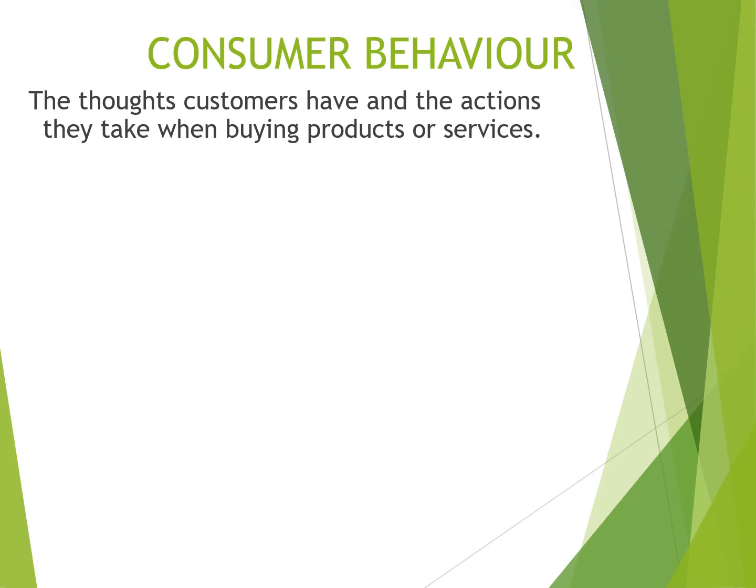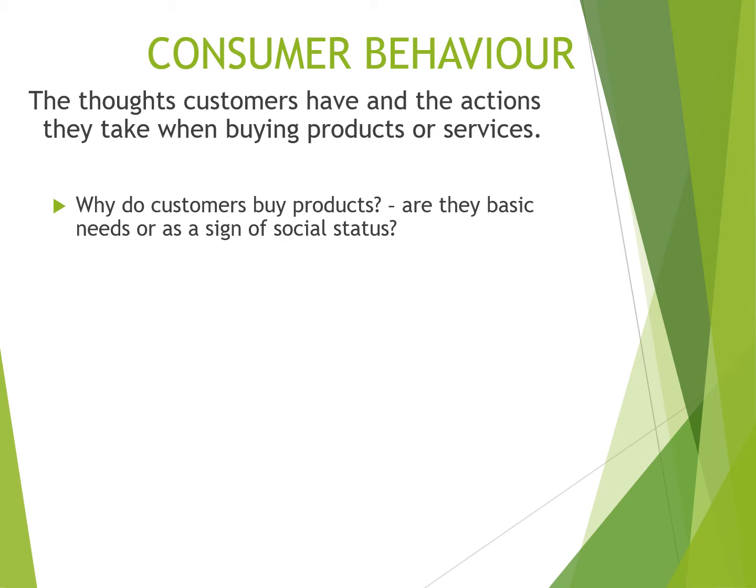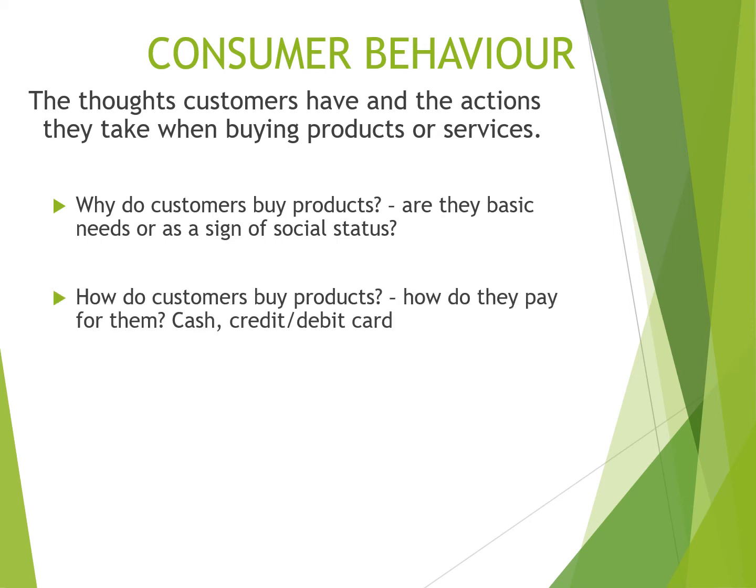Now we're going to look at consumer behaviour, and this is how we look at the thoughts of consumers and the actions they take when buying products or services. So there are a few things that we look at here for consumer behaviour. Why do customers buy products? Is it because they're basic? We're going to look at some of these examples in a second. Or is it because it's a sign of social status? There are basic needs people have to fulfil. We all have to fulfil. However, there are products that people will buy, designer clothing, bags, expensive cars, because people think it gives them a better social status.